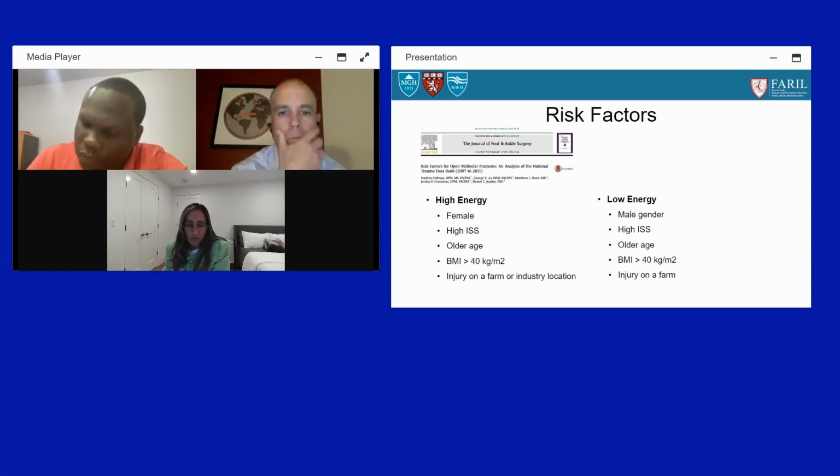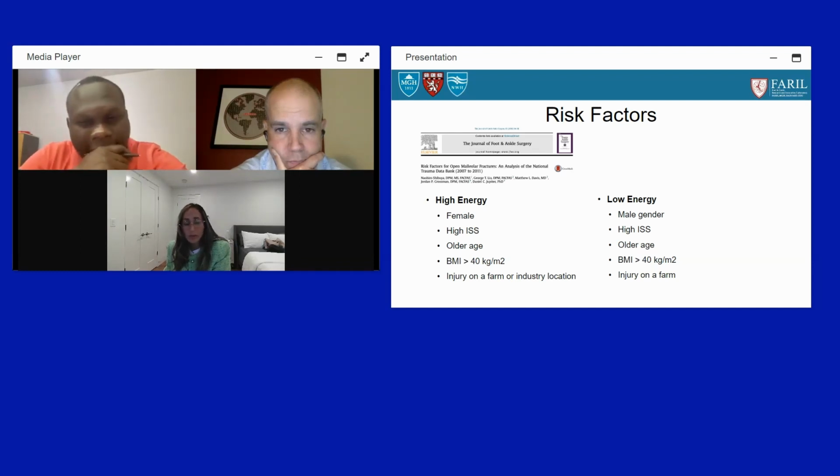Now, what are the risk factors for a patient to have an open ankle fracture? As we can see here, this is a very interesting study that looked at a 4-year period. They looked at about 26,000 patients with open ankle fractures in the US, and they divided the group into high energy and low energy groups. In the high energy group, interestingly, they found that risk factors to have an open fracture were being female, a high injury severity score, being older, BMI above 40, and having an injury that occurred in a farm or an industry location.